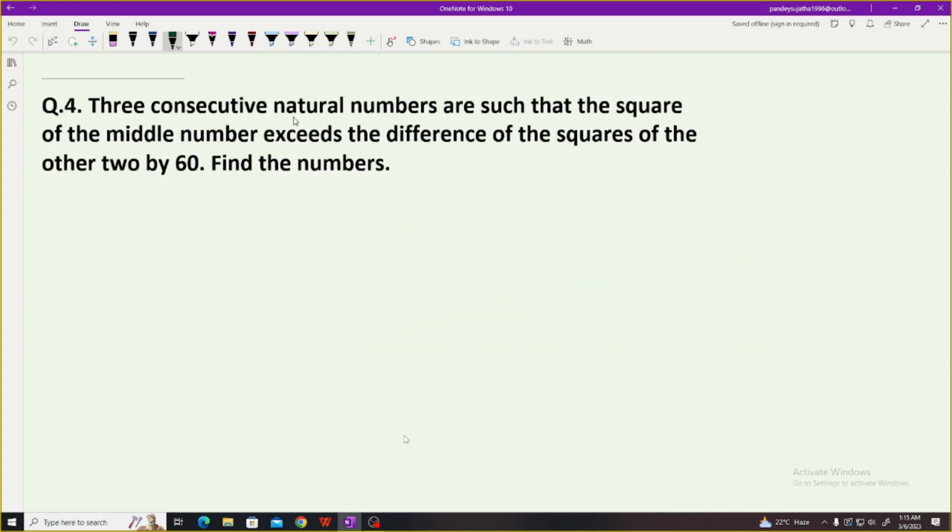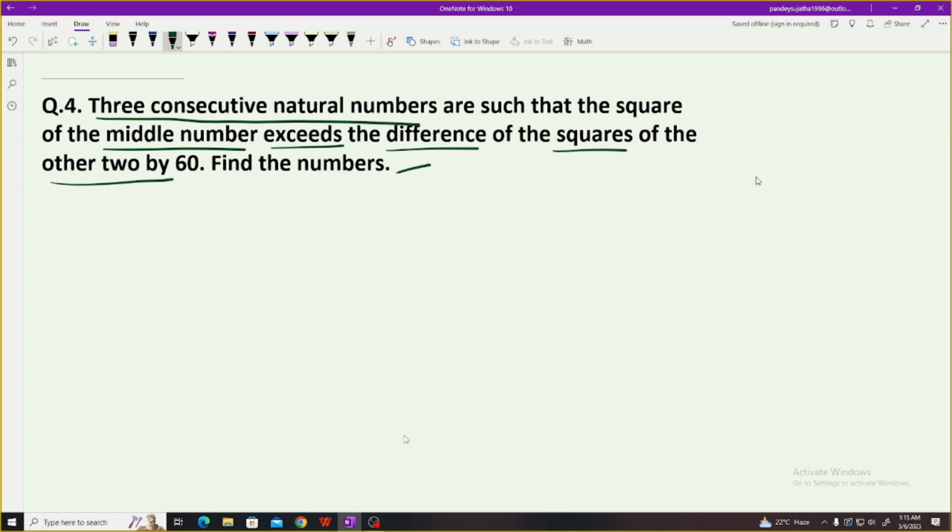Three consecutive natural numbers are such that the square of the middle number exceeds the difference of the squares of the other two numbers by 60. Find the numbers. As it is mentioned here, three consecutive natural numbers.